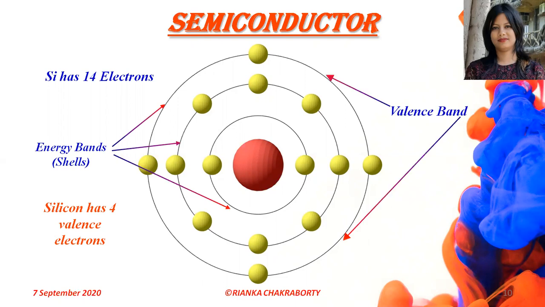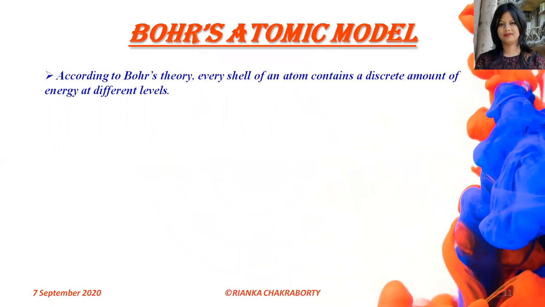Actually, I will be discussing BJT, FET, feedback amplifier, multivibrator, etc. later. For this, we have to know about semiconductor and diode properties. So today, I will discuss the energy band diagram. For that, we have to know Bohr's atomic model.